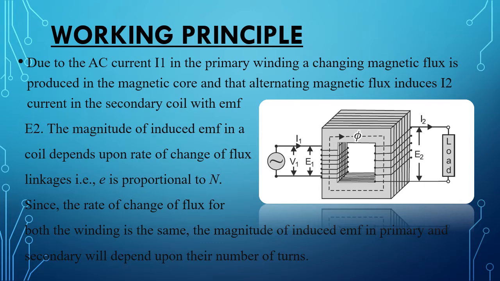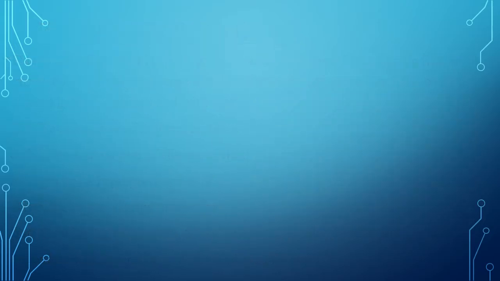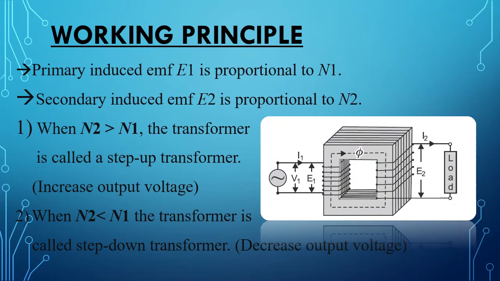Due to AC current I1 in the primary winding, a changing magnetic flux is produced in the magnetic core, and that alternating magnetic flux induces current I2 in the secondary coil with EMF E2. The magnitude of induced EMF in a coil depends upon the rate of change of flux linkages, i.e. E is proportional to N. Since the rate of change of flux for both the windings is the same, the magnitude of induced EMF in primary and secondary will depend upon their number of turns. Primary induced EMF E1 is proportional to N1. Secondary induced EMF E2 is proportional to N2.